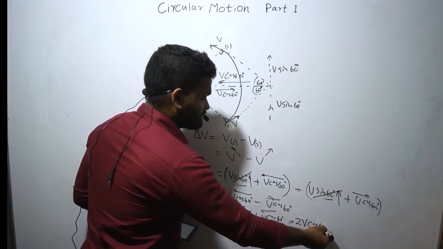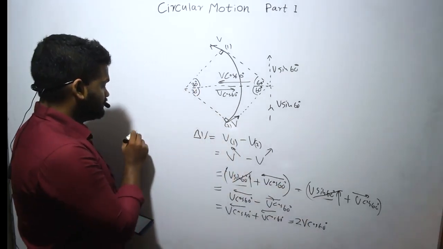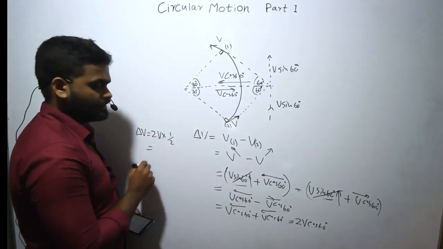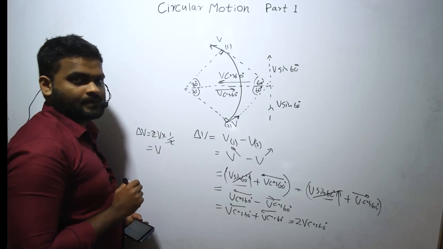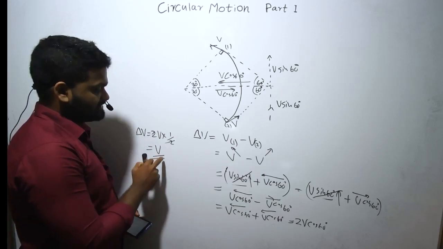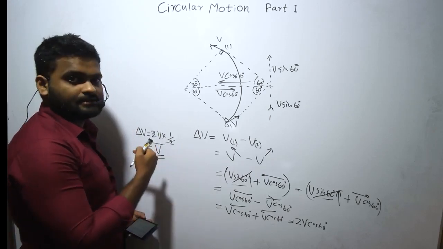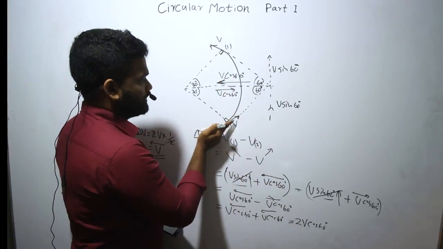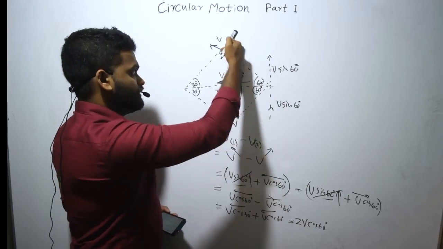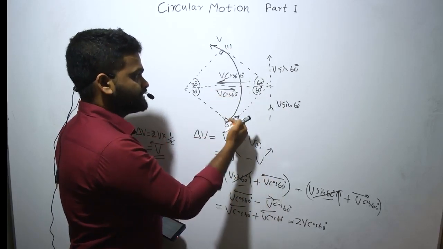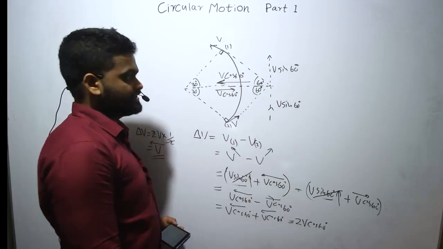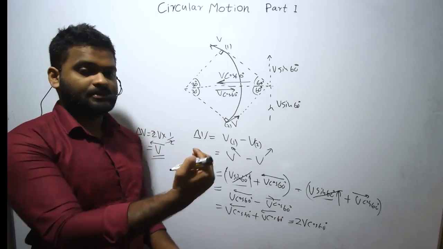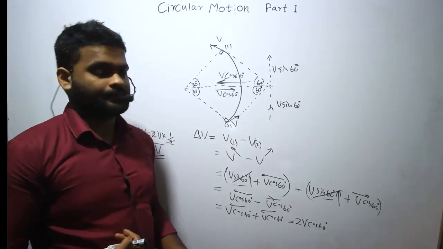2V cos 60. So what's the value of 2V cos 60? I mean, cos 60 is half. So what do you get? V. Got it? So that is the difference, and the direction is towards the center. See that? The velocity directions are to these sides, but when you take the difference of velocities, it is towards the center. Right? So this clearly explains why centripetal acceleration is always towards the center.